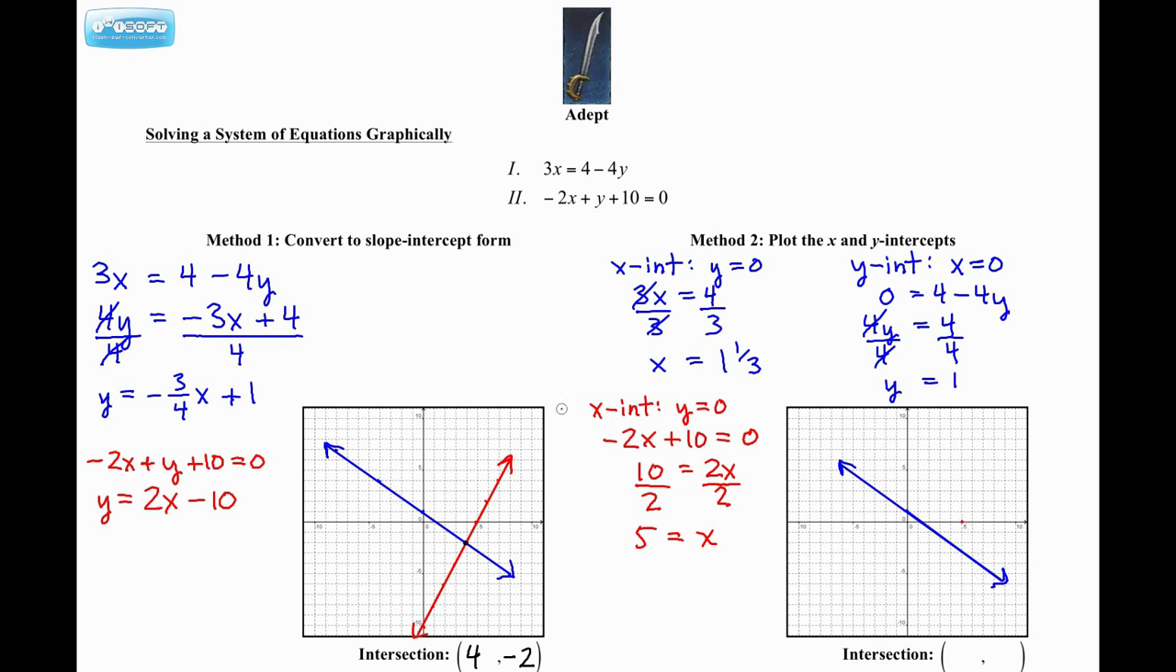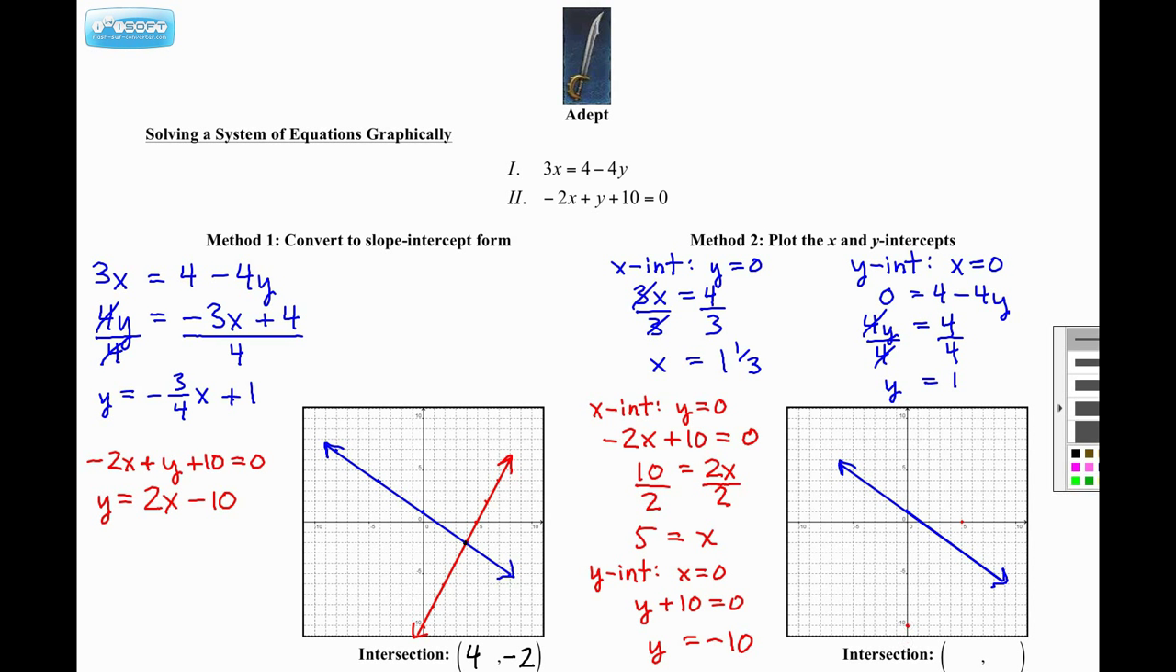Okay, and lastly the y-intercept. So x is equal to 0. That's pretty easy to solve. So this negative 2x term is just going to disappear. So the equation I'm solving is just y plus 10 is equal to 0, or y equals negative 10. So my y-intercept is down here.